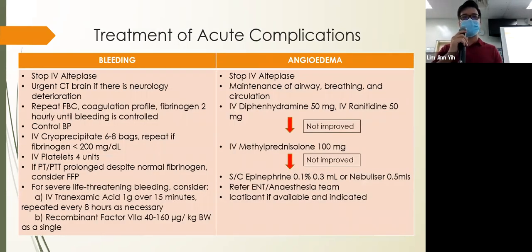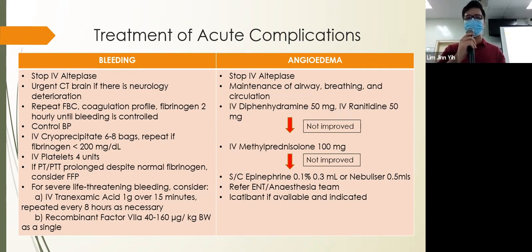So there are 2 main complications that we are worried about, bleeding and also angioedema. In the case of bleeding, stop alteplase immediately. If there's a new neurological deficit, then go for CT scan. We can control the BP, give cryoprecipitate, IV platelet. In severe cases, we can proceed with tranexamic acid or recombinant factor 7.